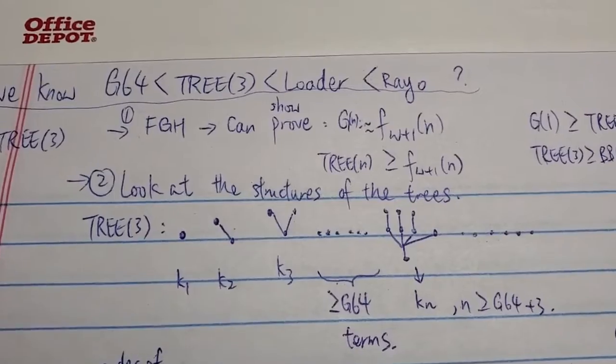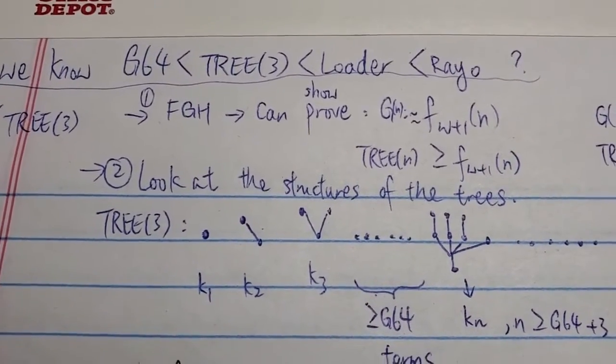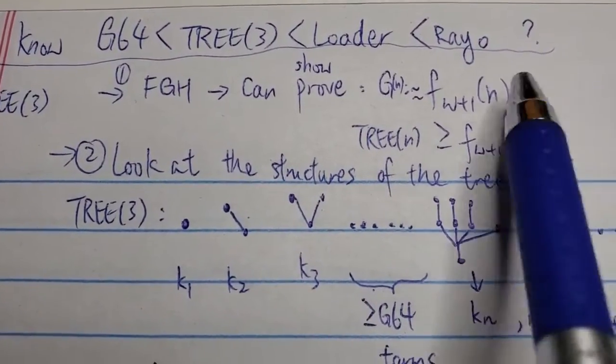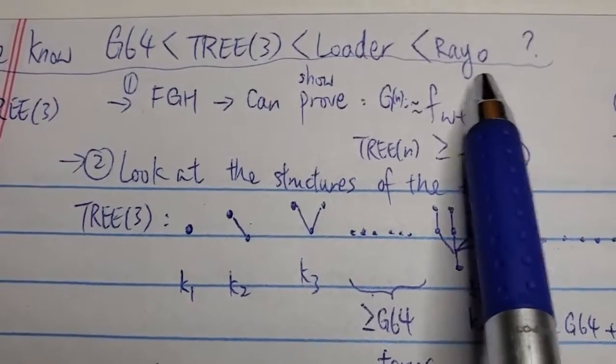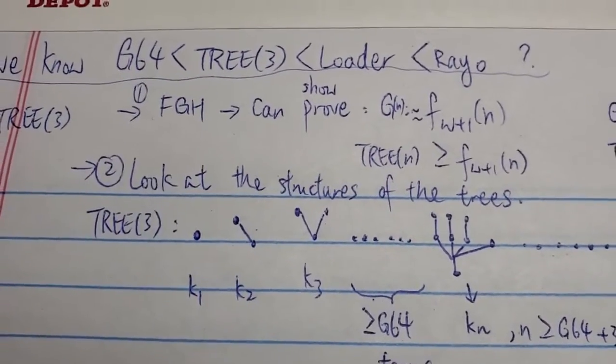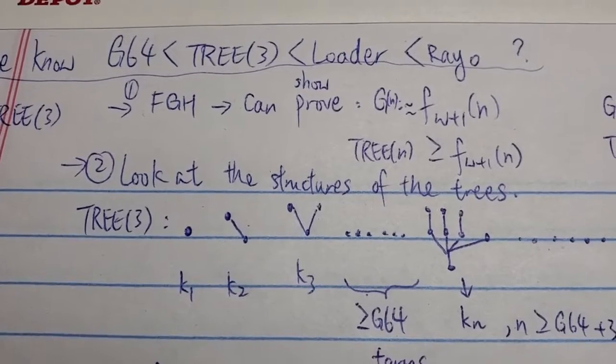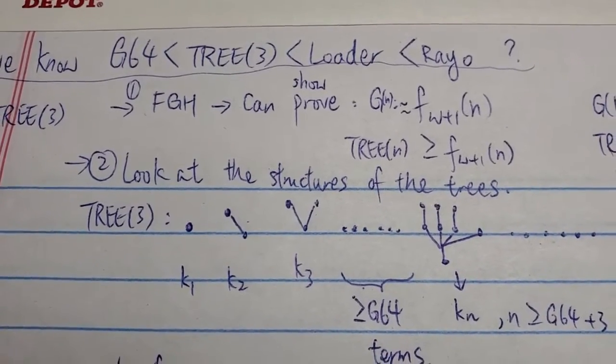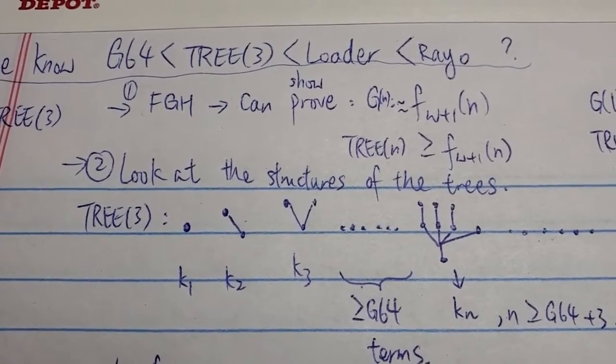This is just a quick layman and brief explanation of how this is true. Rayo bigger than Loader, bigger than TREE(3) and G64. Again, proofs are on the Googology Wiki or online. You can click on the links and show it. And again, they are not that layman.